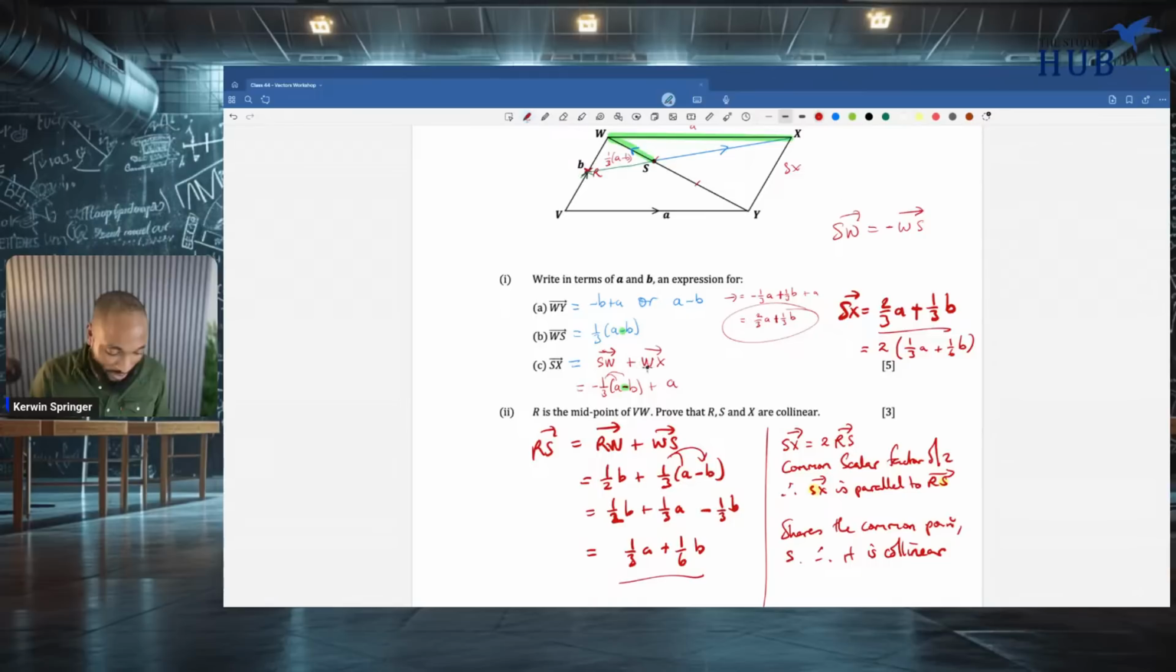So SW plus WX, that's how I got the SX. I substituted this stuff. So when you're watching it over, just pay attention to what I'm substituting from where and try to track all the fractions properly.